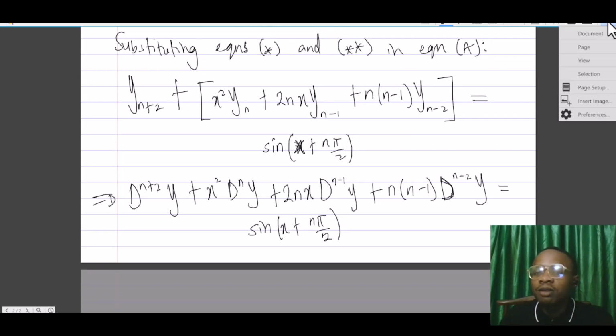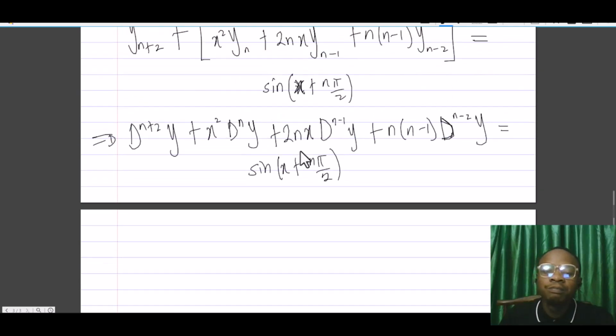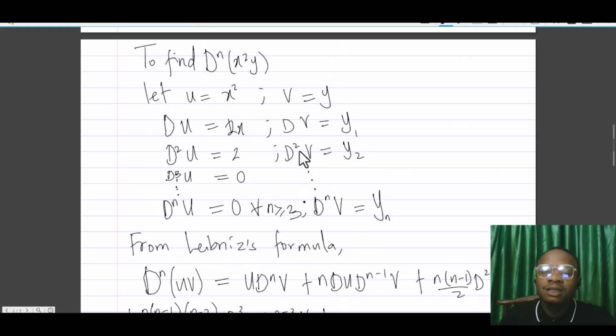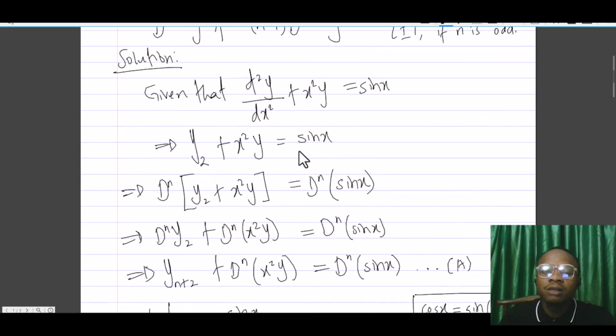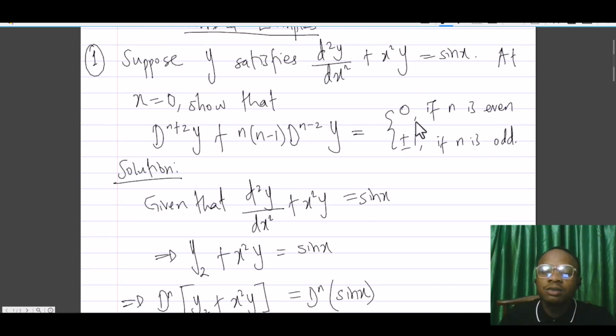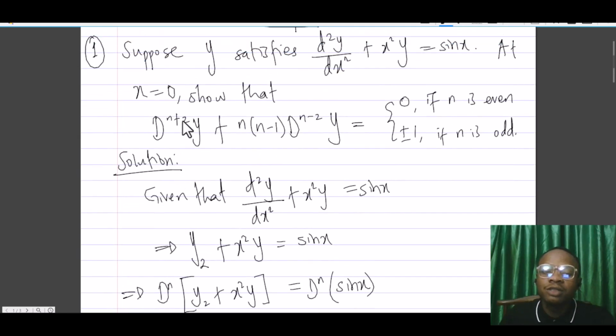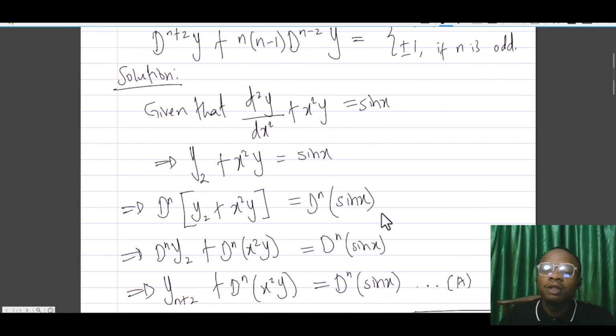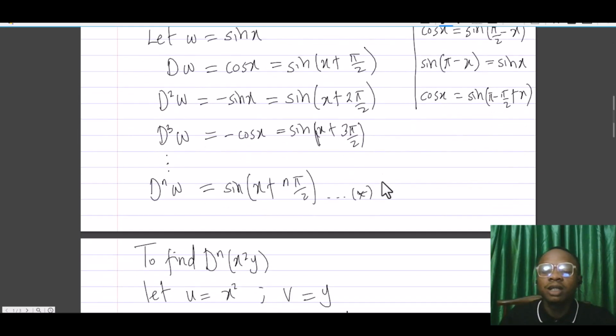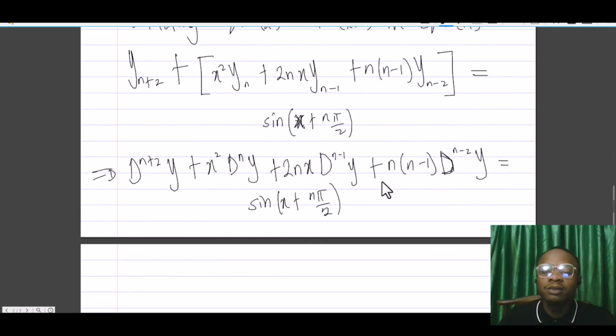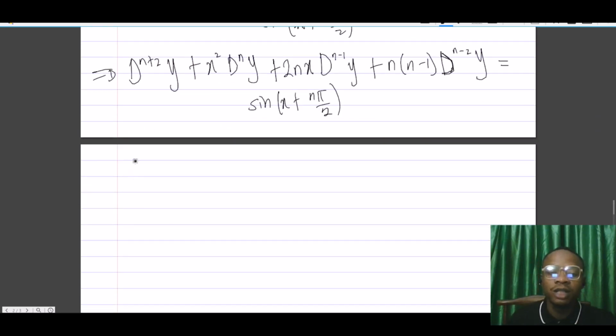but we have not arrived at our destination yet, because for this problem, we were asked to show that this expression is equal to 0 or plus or minus 1, depending on whether n is even or odd. But we were told that we should do that at x equal to 0. So we substitute x equal to 0 in the results we just obtained now. So let's get back there and substitute x equal to 0. So it will follow then that at x equal to 0, what's going to happen?